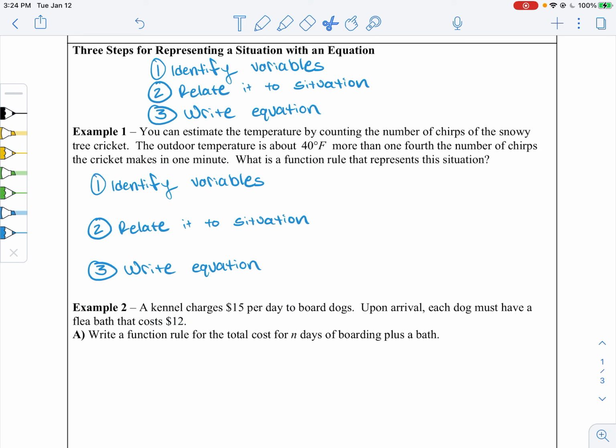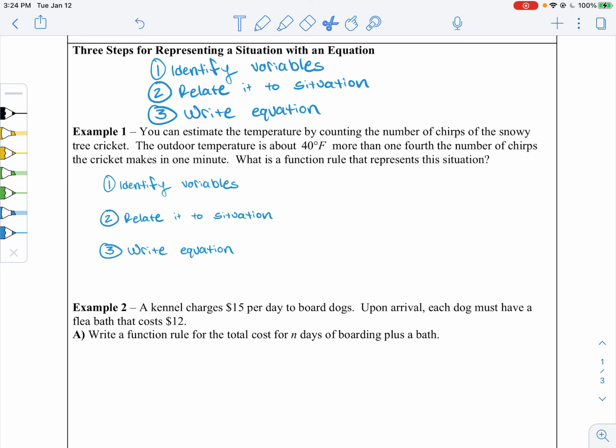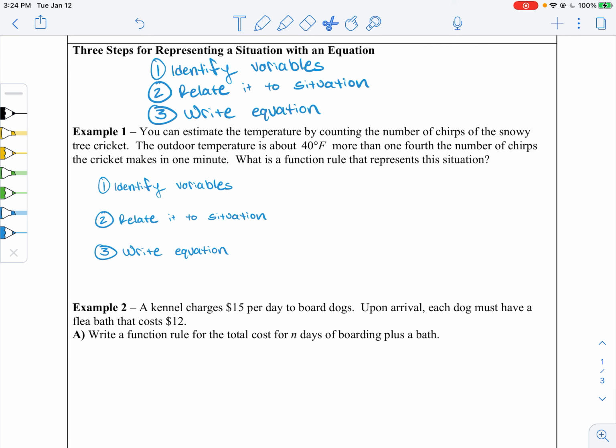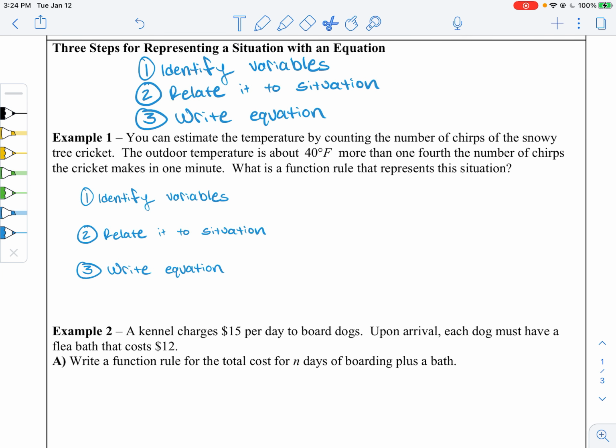And here we go. So in our first example, it tells us that you can estimate the temperature, like the temperature outside, by counting the number of chirps of the snowy tree cricket. The outdoor temperature is about 40 degrees Fahrenheit more than 1/4 the number of chirps the cricket makes in a minute. What is the function rule that represents this situation?